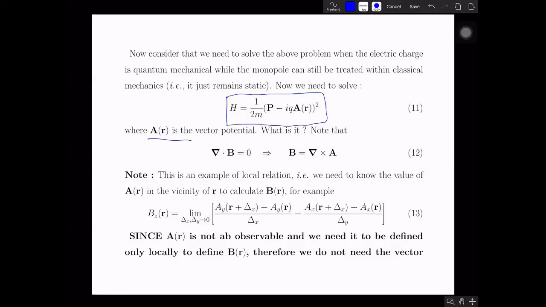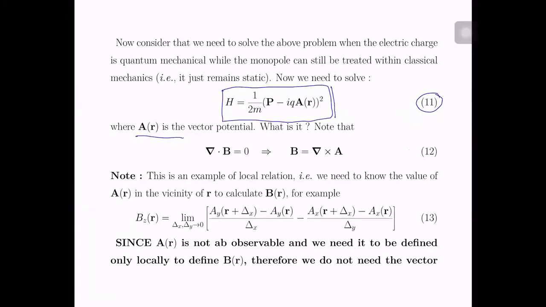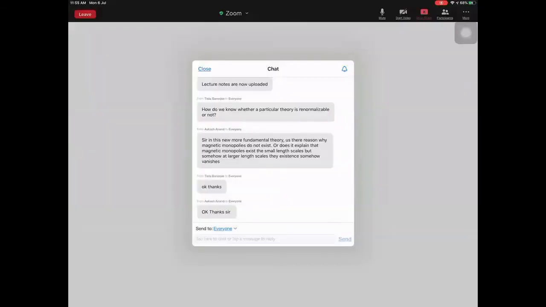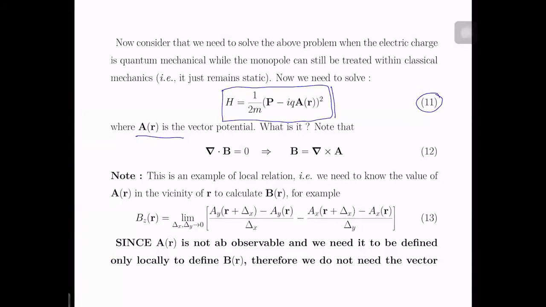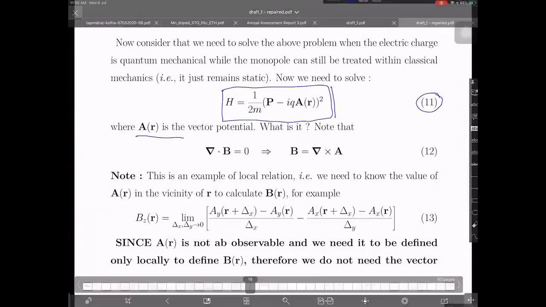Take a pause. Is there anyone who is not familiar with this Hamiltonian, this equation 11? If there is anyone who is unfamiliar with equation 11, just let me know, in chat or just raise your voice, whatever. Okay, then I take it that you're familiar with this. Good.